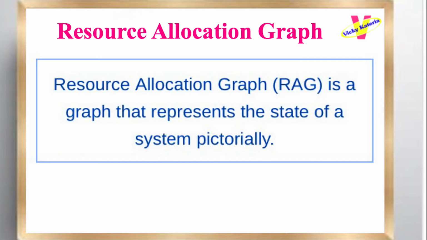how many processes exist in the system, how many instances of each resource type exist, how many instances of each resource type are allocated, how many instances of each resource type are still available, how many instances of each resource type are held by each process, how many instances of each resource type does each process need for execution.